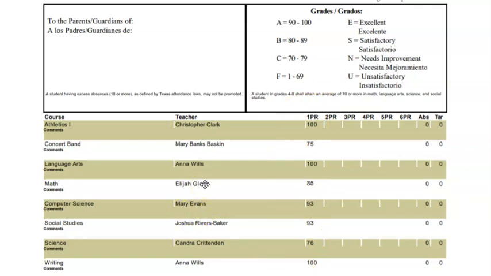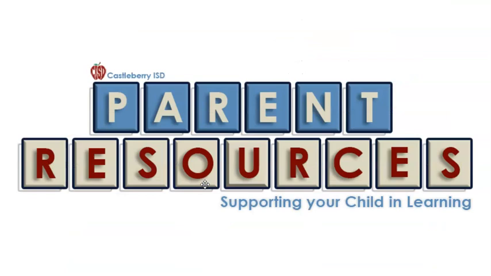So, to view your child's progress reports, you will be able to go into Family Access and click on the Portfolio button, and that will get you right into that progress report where you'll be able to keep up with your child's grades.